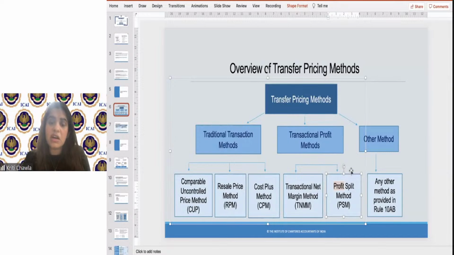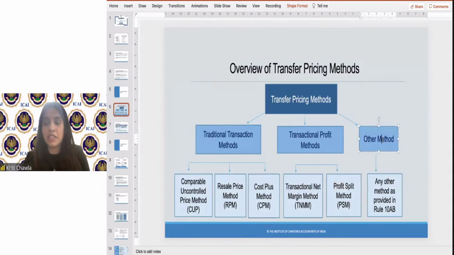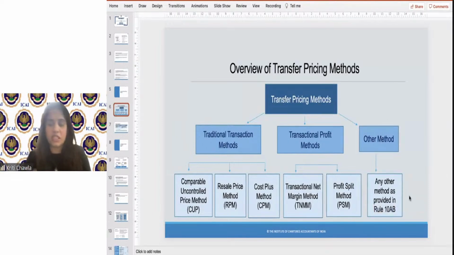So these are the 5 methods that are there internationally in all the guidelines: the CUP, RPM, CPM, TNMM, and PSM. These are the 5 methods that are available internationally, but India has adopted a 6th method also, which is called other method. This is provided in Rule 10AB. We'll be discussing this also in a lot of detail. So these are the 6 methods that are provided in India.